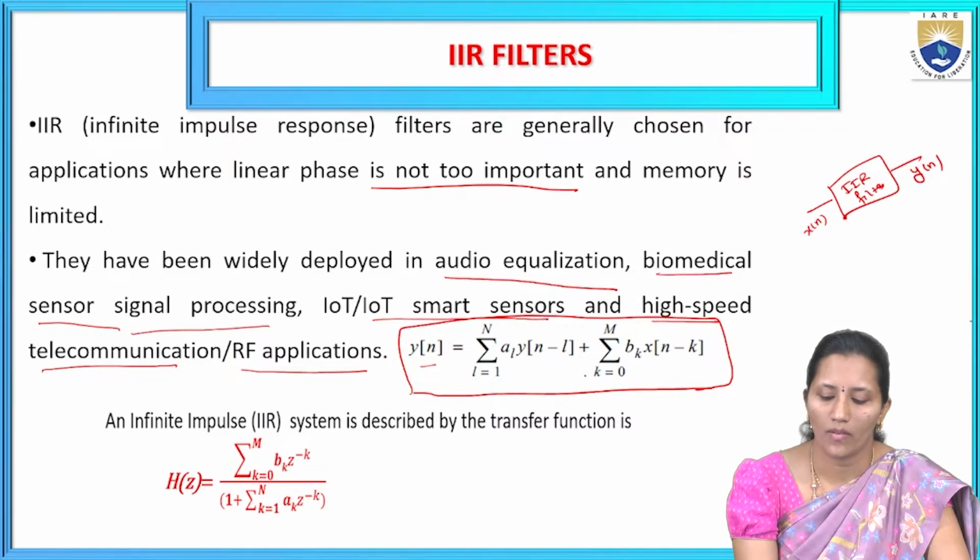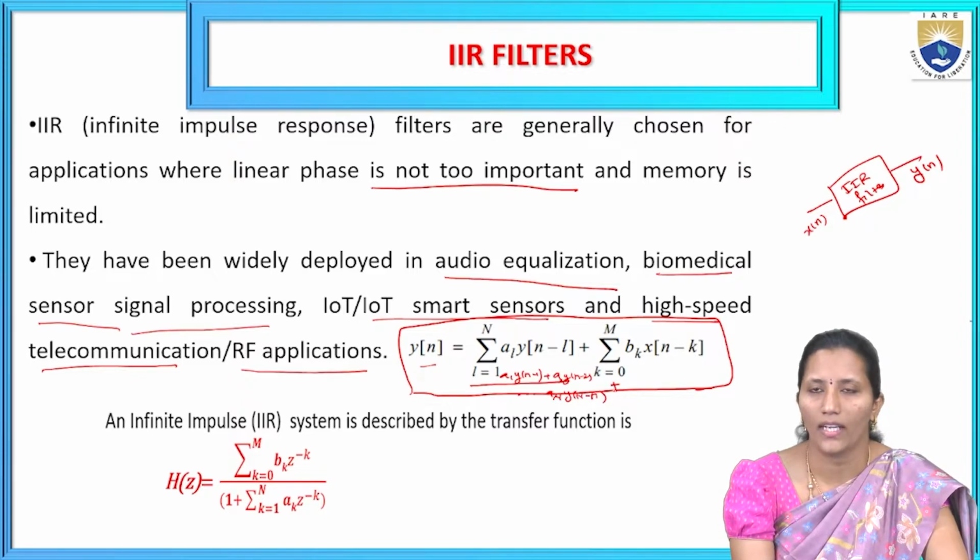Here, if we substitute L equals 1 in the first term, we will get a1 y of n minus 1, then a2 y of n minus 2, like that up to aN y of n minus N. In the second term, if we substitute K equals 0, we will get b0 x of n plus b1 x of n minus 1 plus b2 x of n minus 2, like that up to bM x of n minus M.